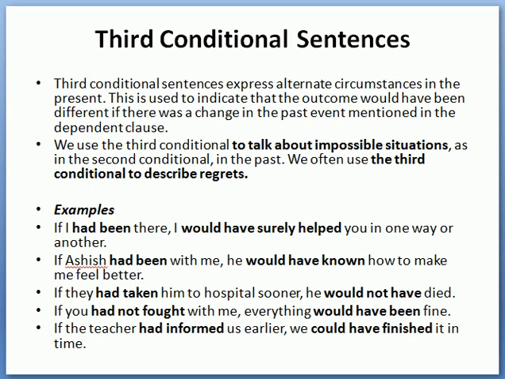The third conditional is used to talk about situations that happened in the past and also discusses their results in the past tense. Like, if I had been there, I would have surely helped you in one way or another. And that describes regrets. The first thing that makes it different from the second conditional is that it talks about the action as well as its consequences or results in the past tense, and it is also used to describe regrets.